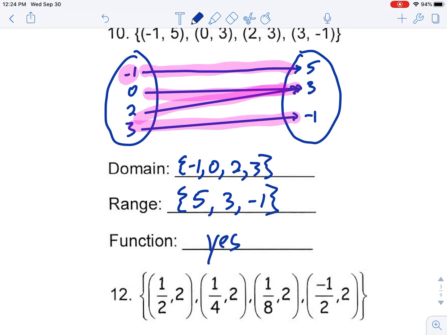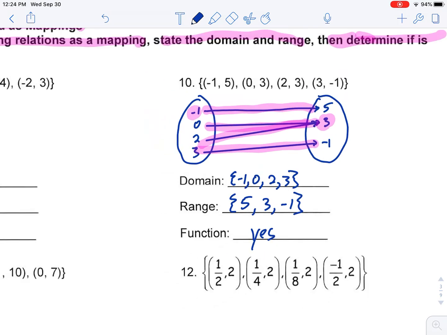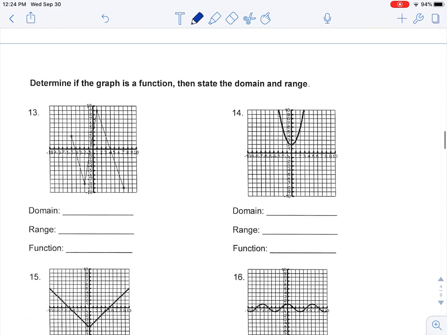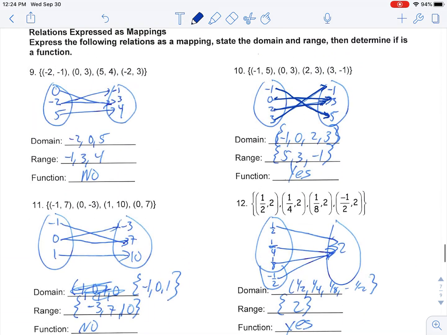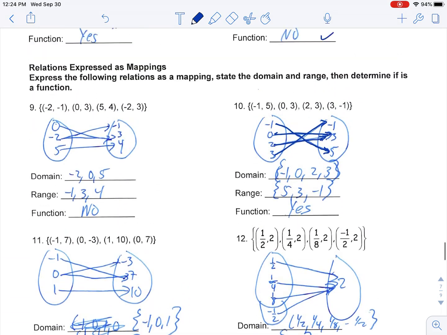The reason it confuses some people sometimes is there are 2 arrows going to the 3. So you say, oh, the 3, it's got 2 arrows, it's being used twice. But that's okay because it's a y value. You can use y values more than once. You cannot use x values more than once. So this is a function. The fact that the 3 has 2 arrows going to it is not relevant. So that should be the answer to number 10. And there it is. Yep, everything's the same.